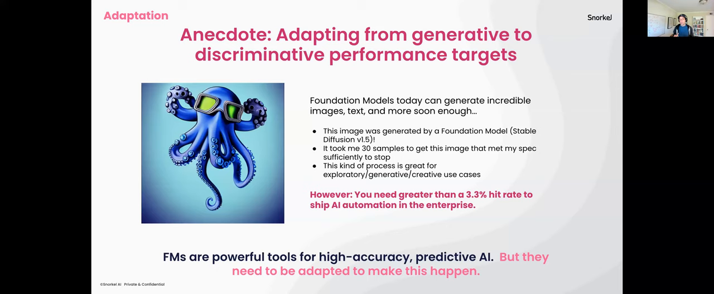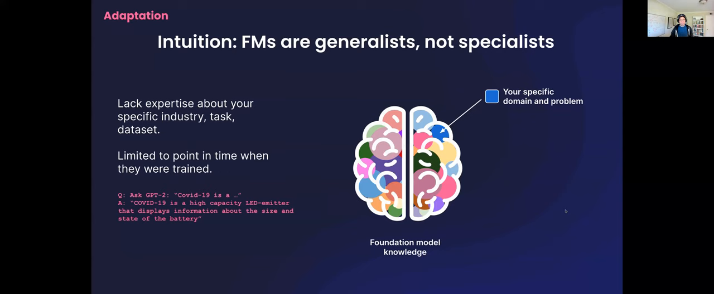Some of you are probably cringing at the idea of going to your model risk management or governance committee with a 3.3% accuracy model and trying to ship that to production. So this is just an anecdote to accentuate this gap between this generative human-in-the-loop type usage and predictive or automation type applications. Another key piece of the intuition I kind of already mentioned before is this very classic, very intuitive gap between generalist and specialist.